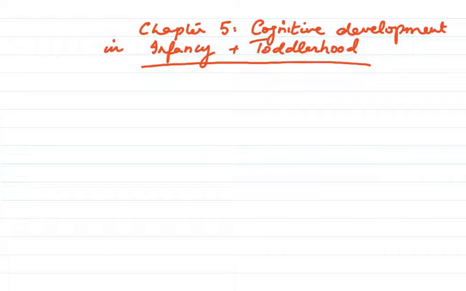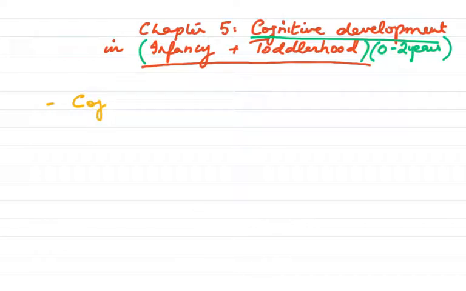So, one of the first things we look at when we talk about cognitive development in this stage, which is infancy and toddlerhood, which spans basically from when a child is born till they're around 2 years of age, right? One of the first things that we're going to look at is the cognitive developmental theory, which was put forth by Piaget. And we talked about this very briefly earlier when we were looking at chapter 1 and all of these different theories.